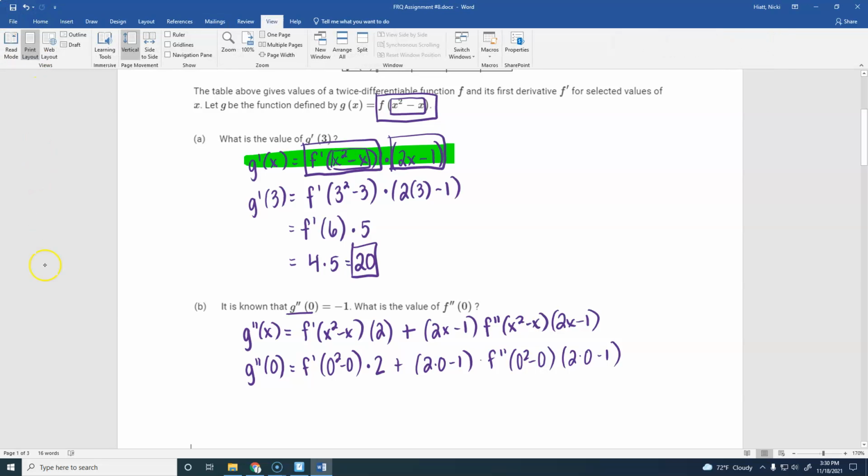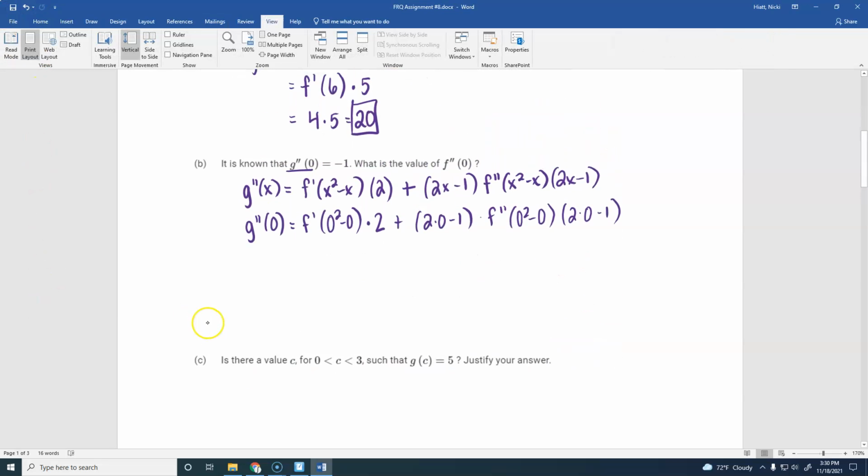So if we clean this up a little bit, this is going to be g double prime of 0. We got f prime of 0 times 2 plus 2 times 0 minus 1 is just going to be a negative 1. This is going to be f double prime of 0, and then another negative 1.